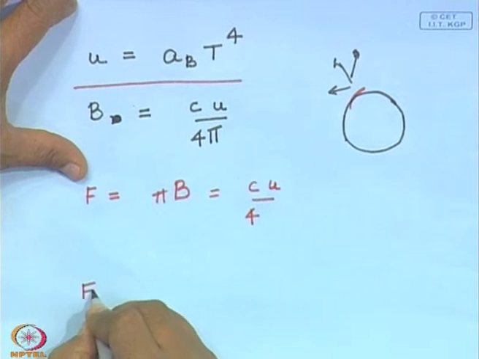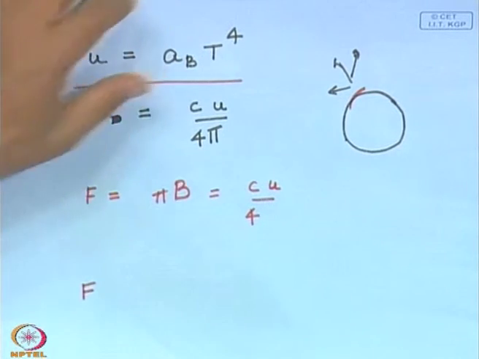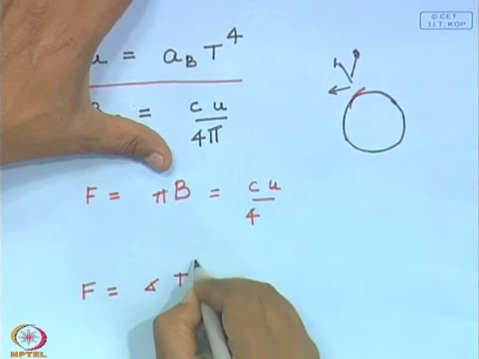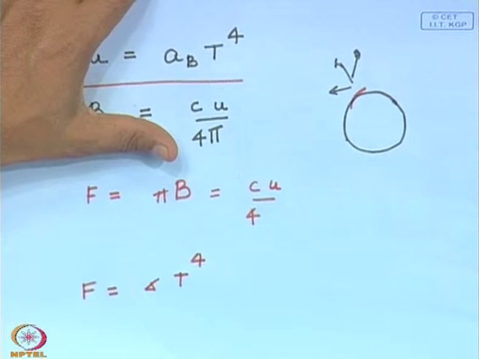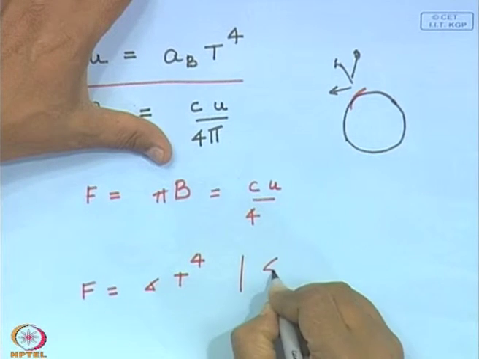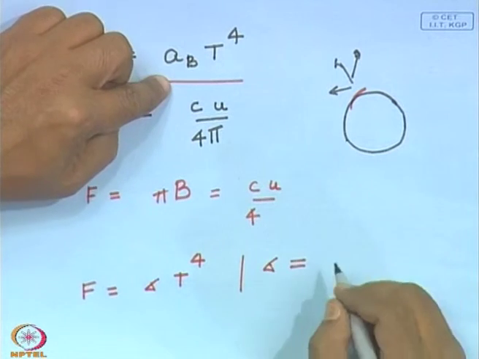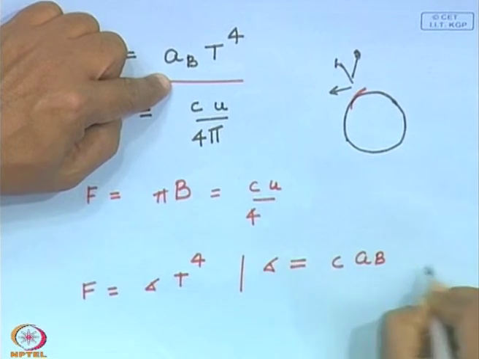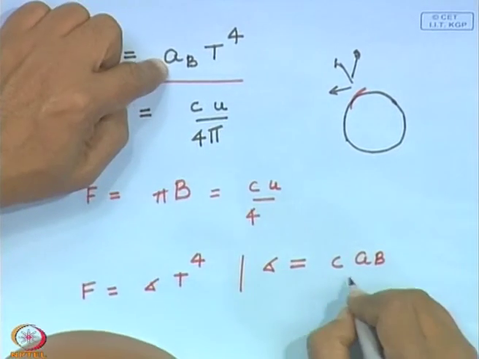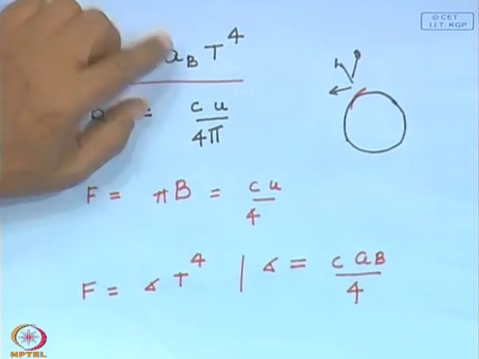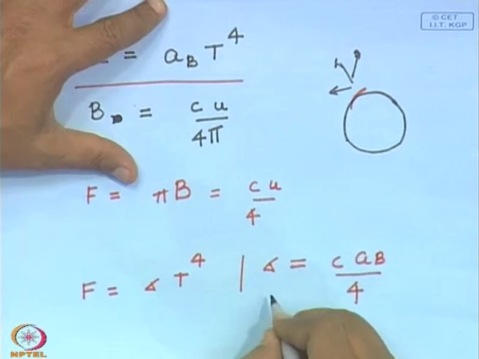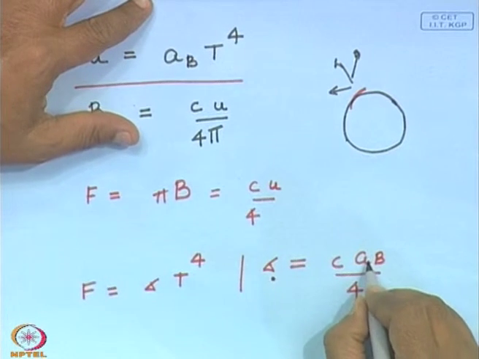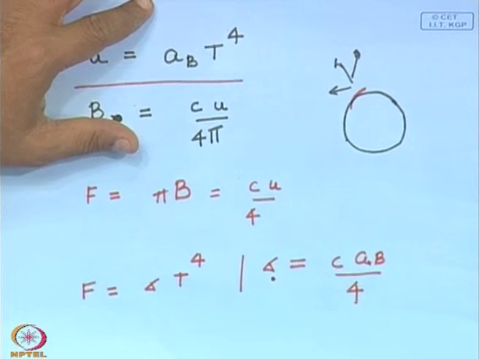The flux of radiation from any surface, the surface of a black body at a temperature T is equal to sigma T to the power 4, where this sigma is equal to C AB by 4, and this is called the Stefan-Boltzmann constant, and this is referred to often as the Stefan's constant. Okay.